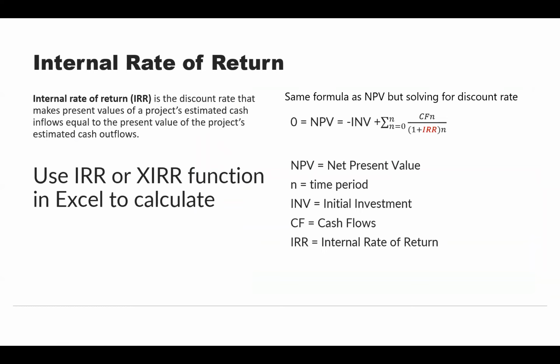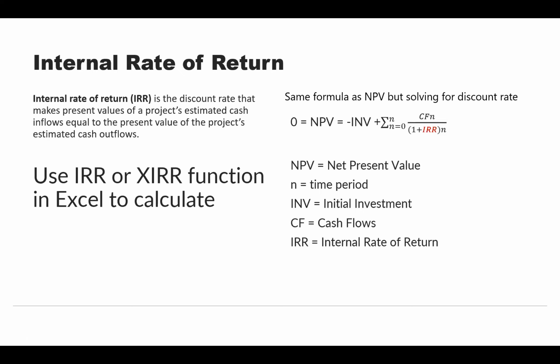Internal rate of return is another tool you can use. It's very related to net present value. It's the discount rate, or that interest rate, that makes the present value of a project's estimated cash inflows equal to the present value of the project's estimated cash outflows. It's the exact same formula as net present value, but this time you're solving for that interest rate. You're trying to determine what interest rate would make net present value equal 0. And that will tell you the minimum rate of return that would make the project profitable or acceptable.